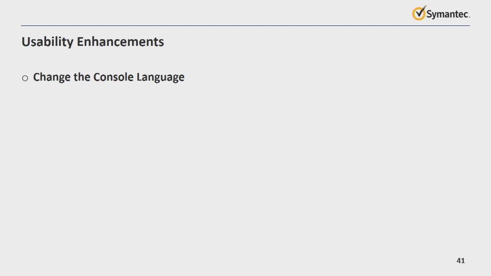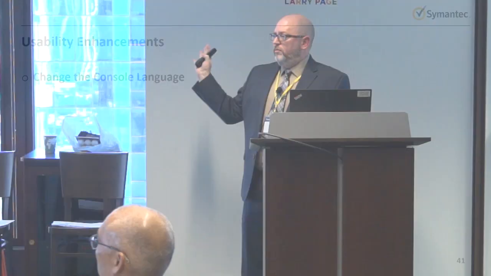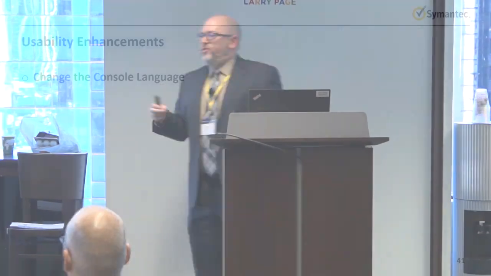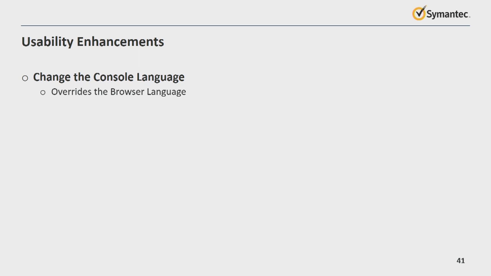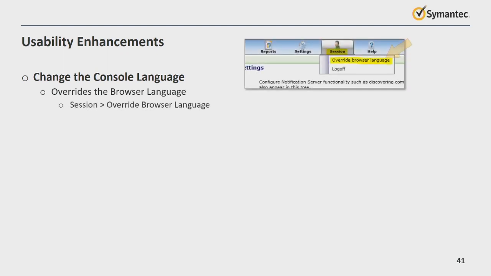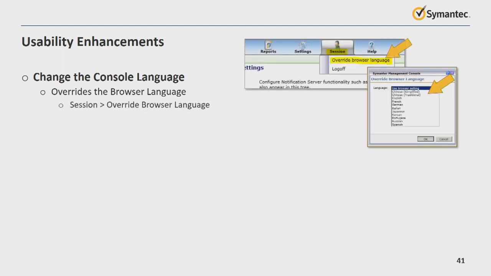Anybody use multiple languages in the console? Excellent. Hopefully you're happy about this one. You can change the console language in the browser itself. It overrides the browser language. So if you're currently in US English right now, you can come in here and go to Session, which is on our top console if you remember, then Override Browser Language. Change it to whichever one you have. The key thing to remember too is you must have the language packs installed. If you don't, obviously it's not going to change to anything.